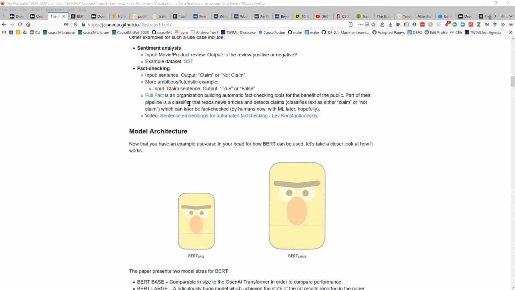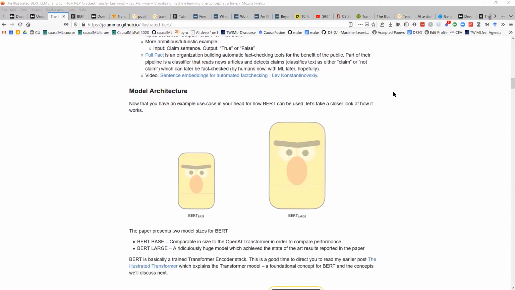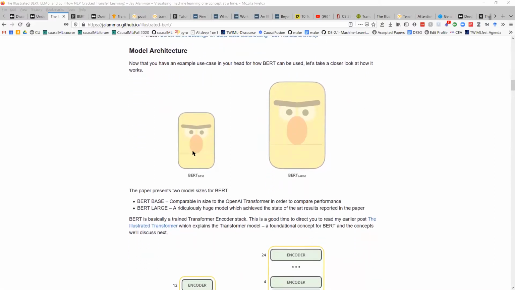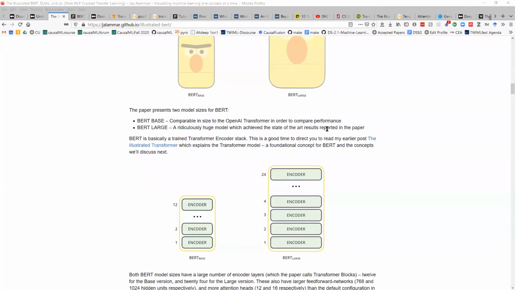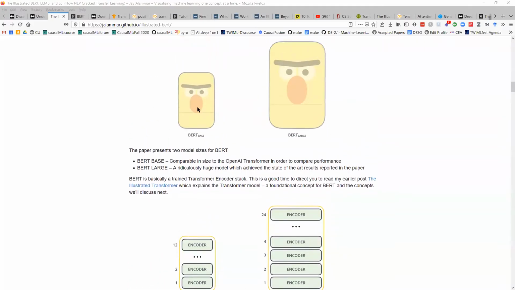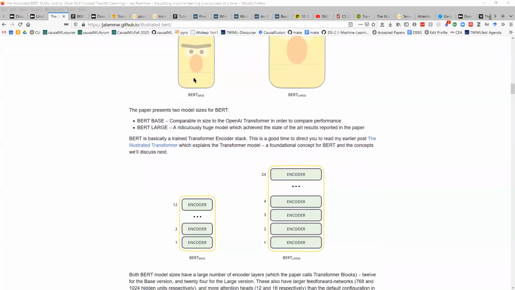So fact checking tools. BERT has applications in fact checking. In the paper they talk about two models: BERT base and BERT large, and they're basically the same thing except they have different sizes. The base model was built to do an apples to apples comparison with OpenAI's GPT-2 model, and basically showed that it could crush GPT-2 in a whole bunch of different tasks.